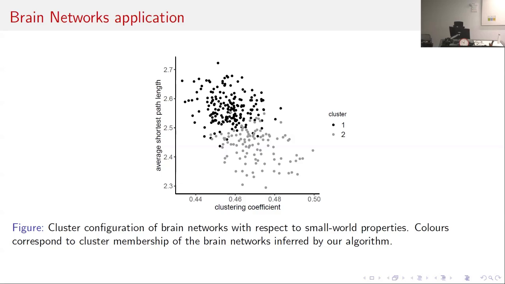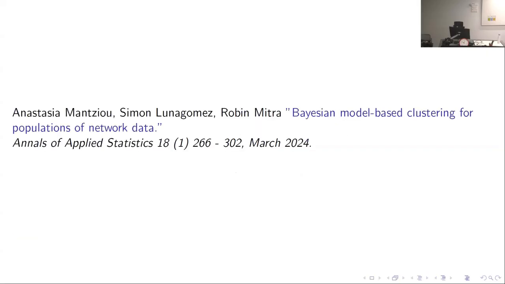Yeah, so this was encouraging that we have meaningfully clustered individuals, at least with respect to these network statistics, which are relevant in neuroscience. And this is a project that is published in the Annals of Applied Statistics. I will make a quick stop here and have a sip of water, and let me know if you have any questions.